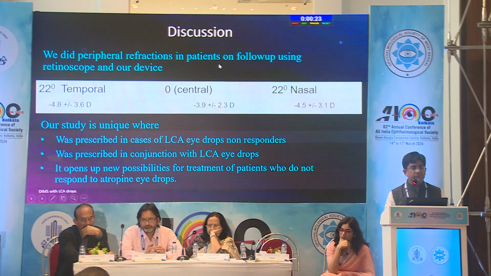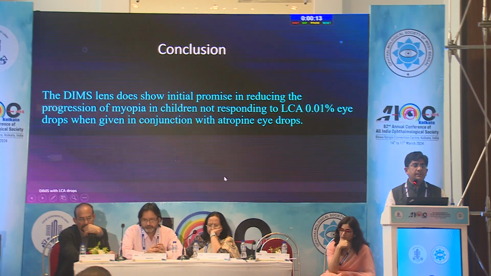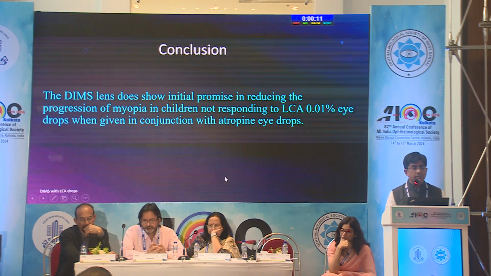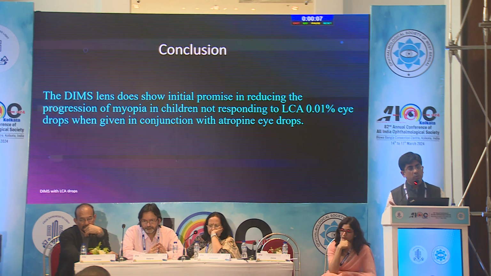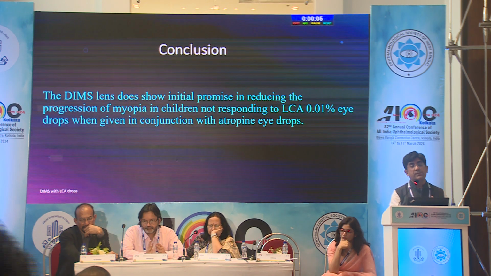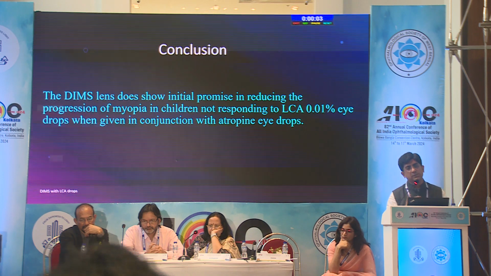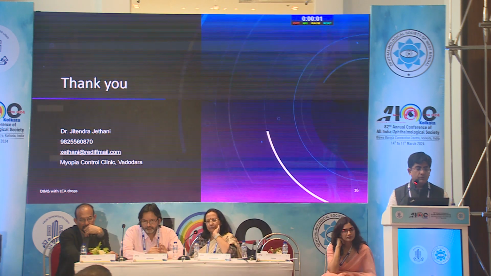So we did peripheral refraction in all these patients. The study was unique, as I said, as DIMS was prescribed in conjunction with LCA eye drops. So in conclusion, DIMS lenses do show initial promise in reducing the progression of myopia in children not responding to low concentration atropine when glasses were given in conjunction with atropine eye drops. So thank you so much.